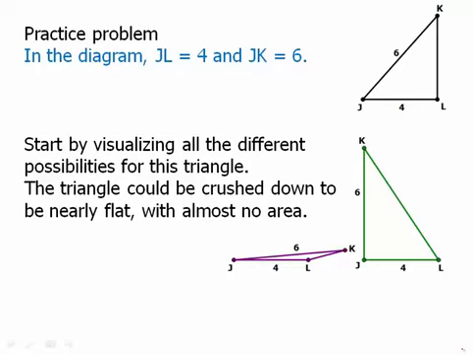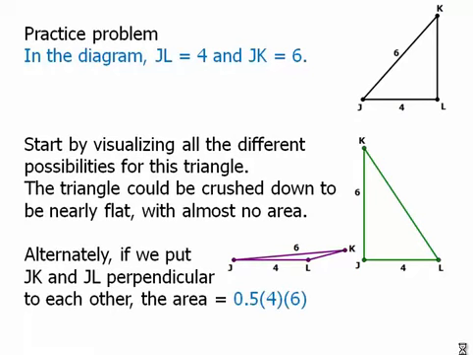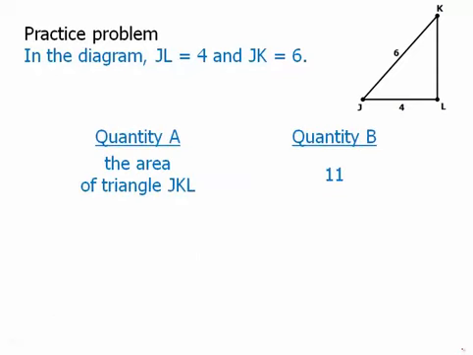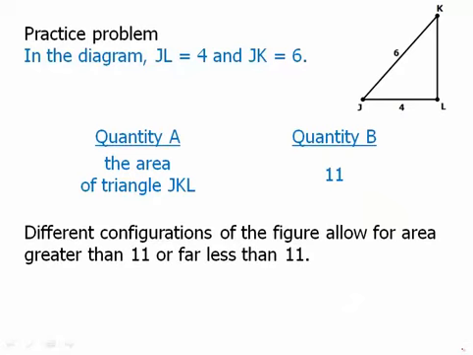Or, if we put those two sides perpendicular to each other, that actually creates the largest possible area. Then, of course, 4 is the base and 6 is the height, so the area of that triangle would be 1/2 base times height, 1/2 times 4 times 6, and that equals 12. So the area could be 0 or it could be 12. Now let's go back to the comparison. How does the area of that triangle compare to 11? Well, it could be smaller than 11 or larger than 11. Different relationships, so that means that the answer is D.